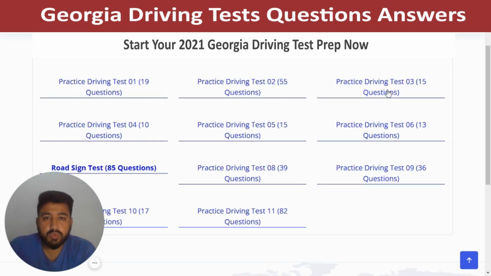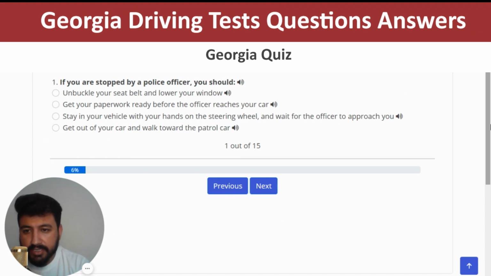We have completed our two quizzes. So now we are going to move to the third one. So let's click on practice driving test number 3, which has 15 questions. Here we go. The first question is, if you are stopped by a police officer, you should. The right answer of this question is stay in your vehicle with your hands on the steering wheel and wait for the officer to approach you. So let's click on the third option.